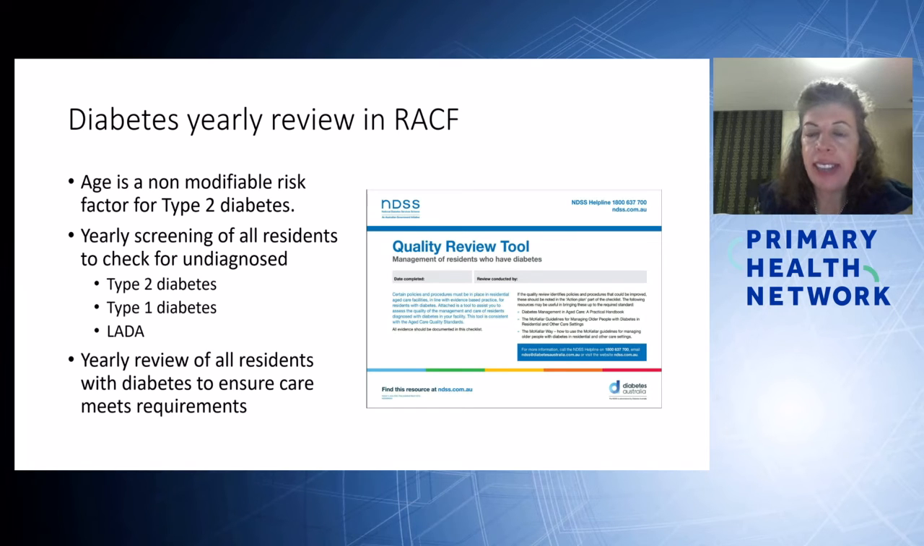And also just checking to see if someone's actually got LADA, so latent autoimmune diabetes of the aged. So people who may have been diagnosed as type 2 in the GP setting, but BGLs never quite stayed within range, and then later the slow onset of destruction of beta cells, they actually developed LADA, so more like a type 1. So this can be a really good screening for people who may have been misdiagnosed. So a lot of older people with type 1 who are diagnosed with type 1 in their 70s were actually first diagnosed with type 2 and then realized it was actually type 1. And then everyone with diabetes should have a yearly review.